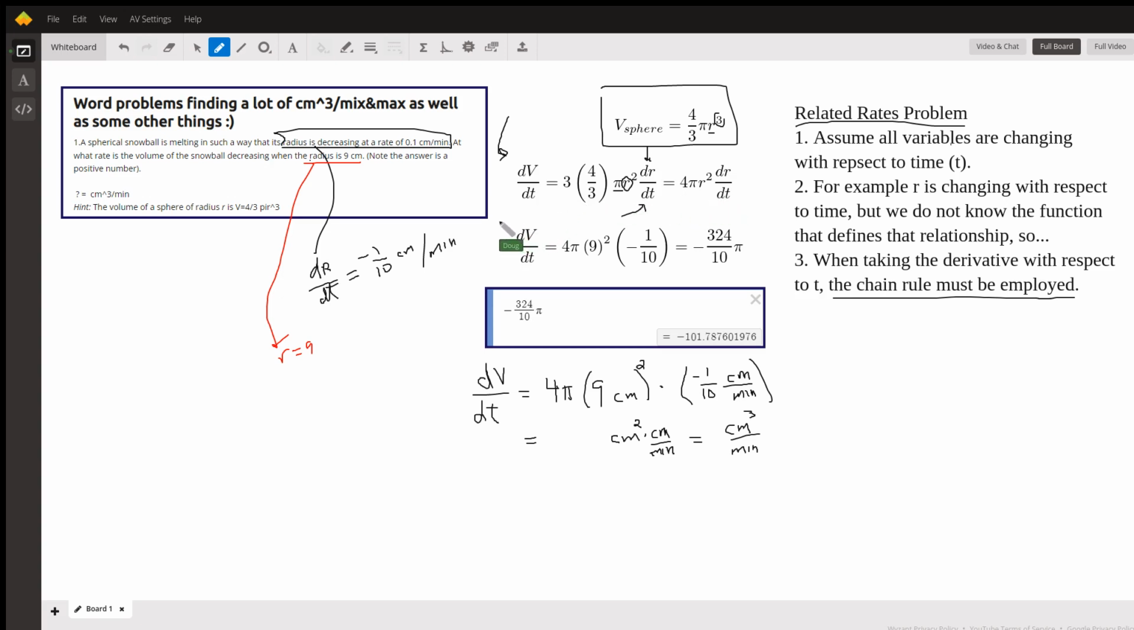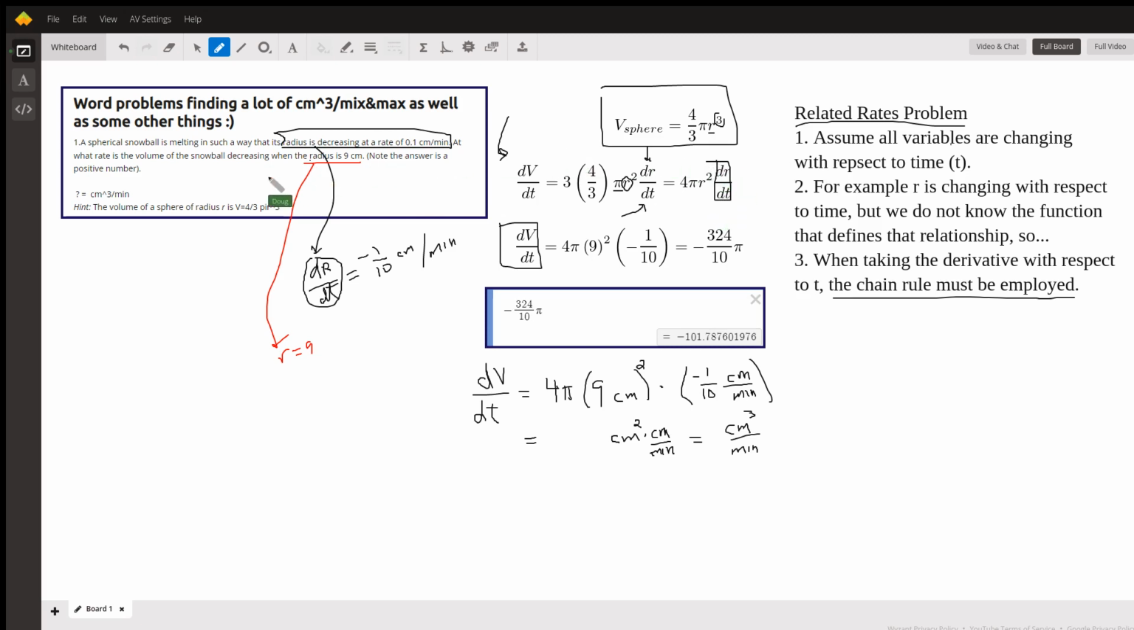Now, how do we find dV/dt? Well, we look back at the problem and it tells us that the radius is decreasing at a rate of 1/10 of a centimeter per minute. Another way to say that is that dr/dt, the rate of change of r with respect to t, is negative 1/10 of a centimeter per minute. That's what goes here.